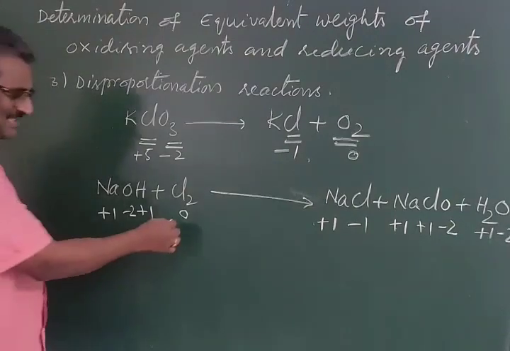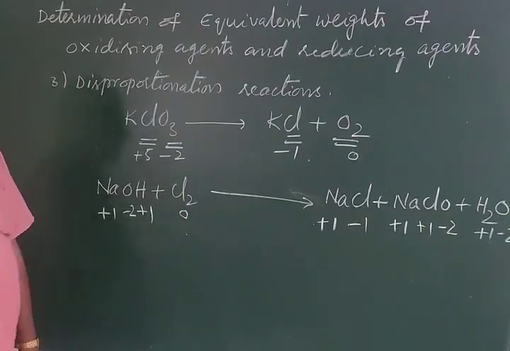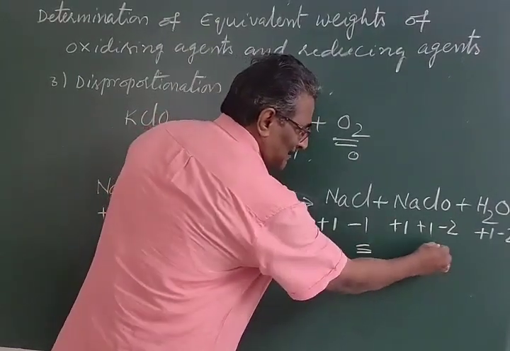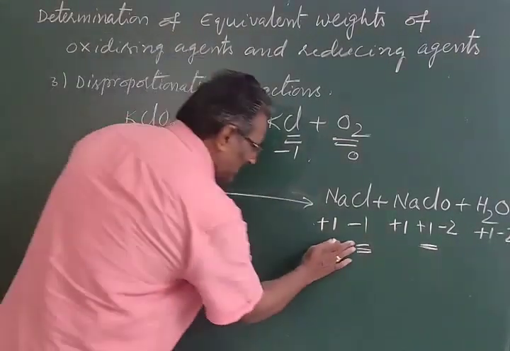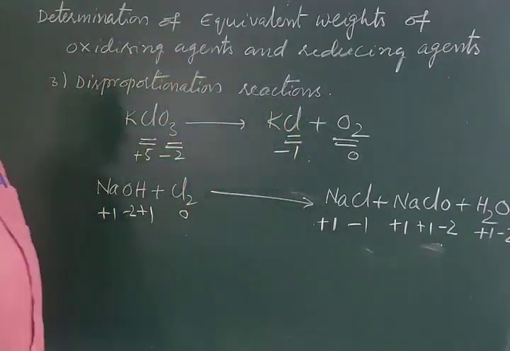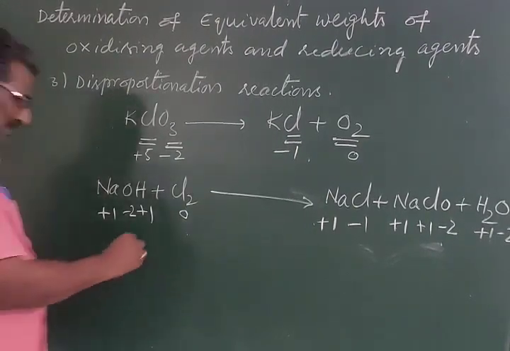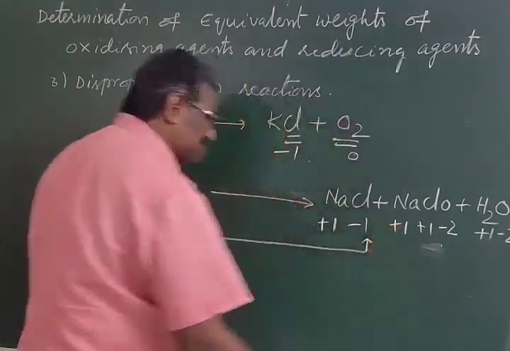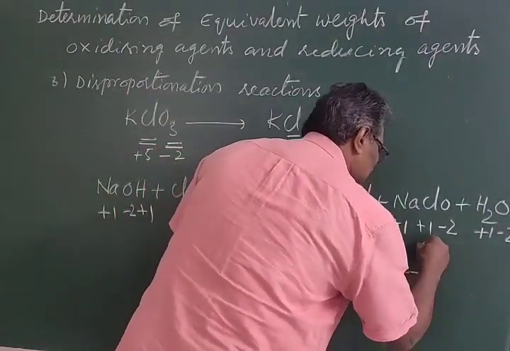Let us see the oxidation state of chlorine. In the reactants, the oxidation state of chlorine is 0, whereas in the products, chlorine has different oxidation states, -1 and +1. The same element, chlorine, changes from oxidation state 0 to -1 and +1. Chlorine is changing to -1 and chlorine is changing to +1.